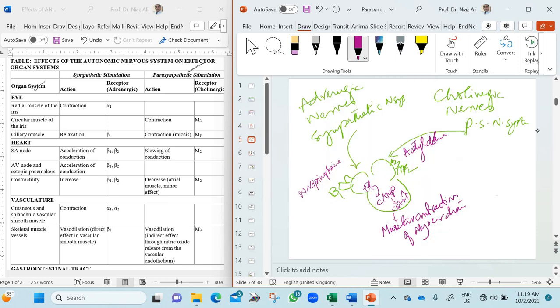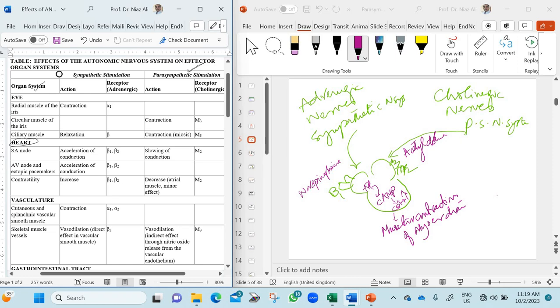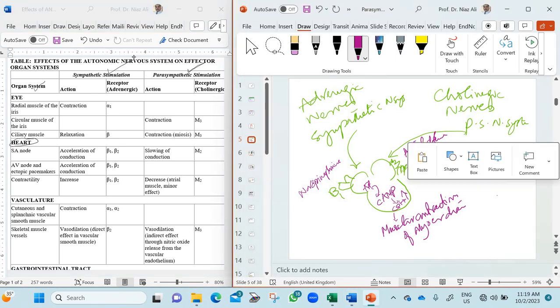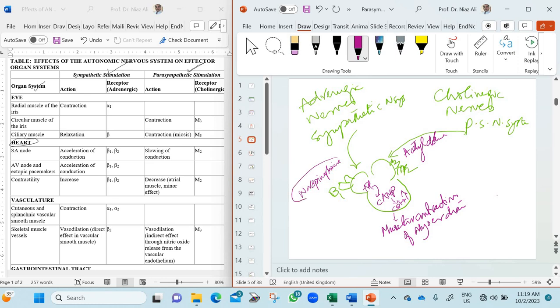On the left side, you see it is organ-wise, and the heart is supplied by both the sympathetic as well as the parasympathetic systems. I have drawn it for you: in the sympathetic nervous system, the neurotransmitter at the adrenergic nerve ending is norepinephrine, as I discussed in the class. In the cholinergic nervous system, or the parasympathetic division of the autonomic nervous system, the neurotransmitter is acetylcholine.